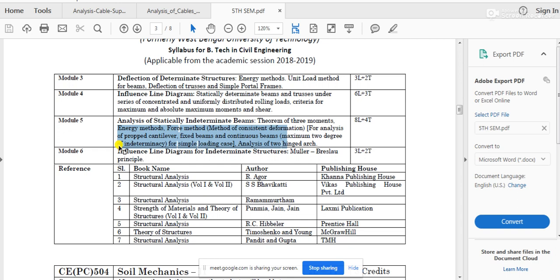The only thing is you will have to solve more simultaneous equations, and in many cases it will be easier to solve them using the matrix method of analysis. Multiple simultaneous equations can be converted into a matrix equation, and if you solve the matrix equation you will get the force components. Considering that, we will go step by step, slowly, into the details of analysis of statically indeterminate beams, and we'll start our discussion from the next class.